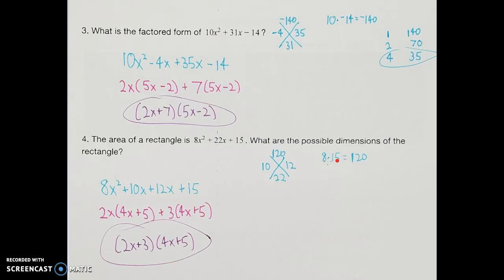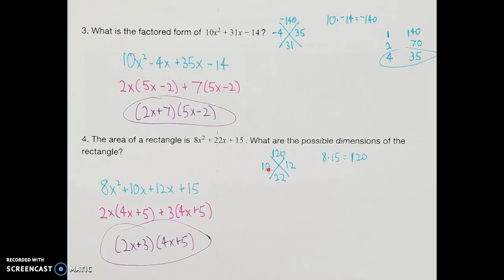8 times 15 should give me 120, so I'm looking for two numbers that will multiply to give me 120 and still add to give me 22 from the middle. And those two numbers end up being 10 and 12. If I multiply those two, I get 120. If I add 10 and 12, I also get 22, which is in the middle.